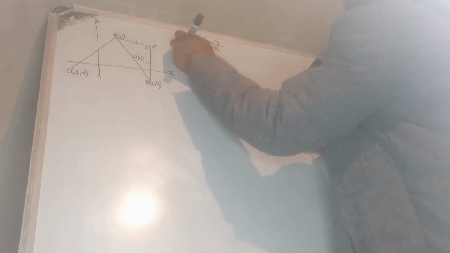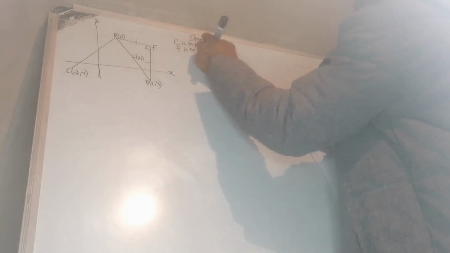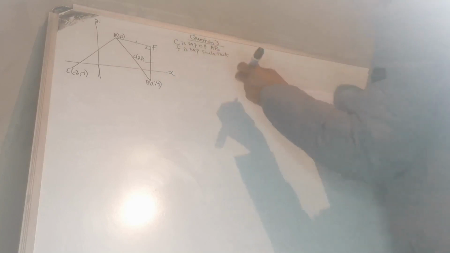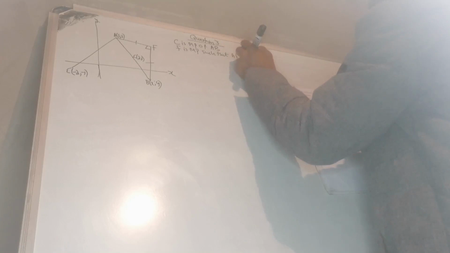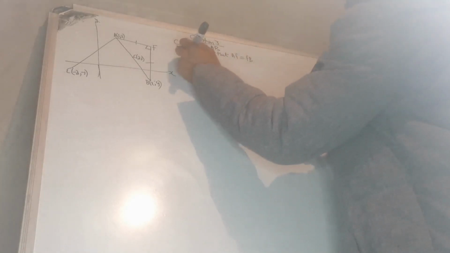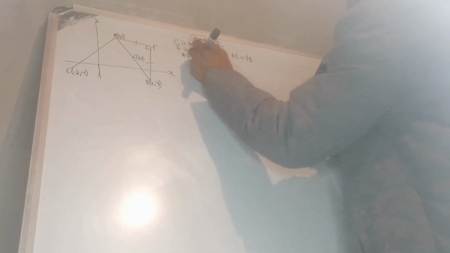We are writing down the data. Also, F is the midpoint such that AF is equal to FB, and AF is perpendicular to FB.